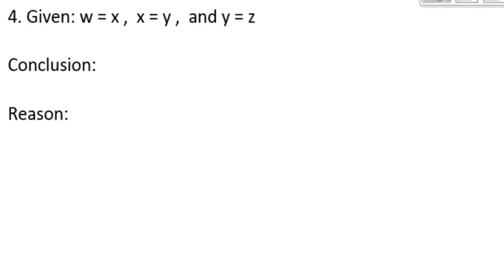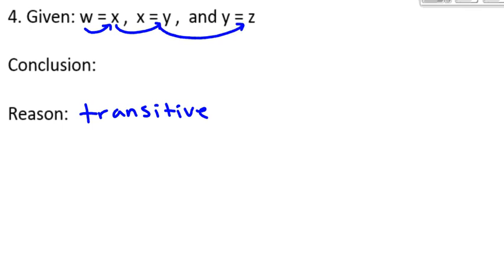All right, W equals X, X equals Y, and Y equals Z. So here I've got three things that are being compared to each other, where one is equal to the other, and so on and so forth. So right away, my brain is thinking transitive property. I'm going to skip right to the reason. W is equal to X, X is equal to Y, Y is equal to Z. Therefore, W has to be equal to Z. That is the transitive property.